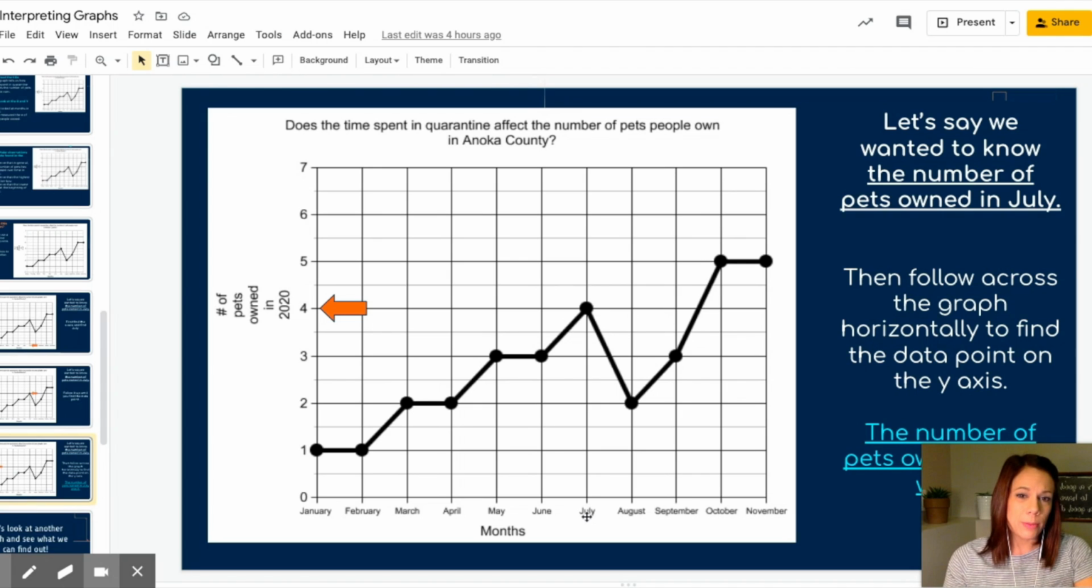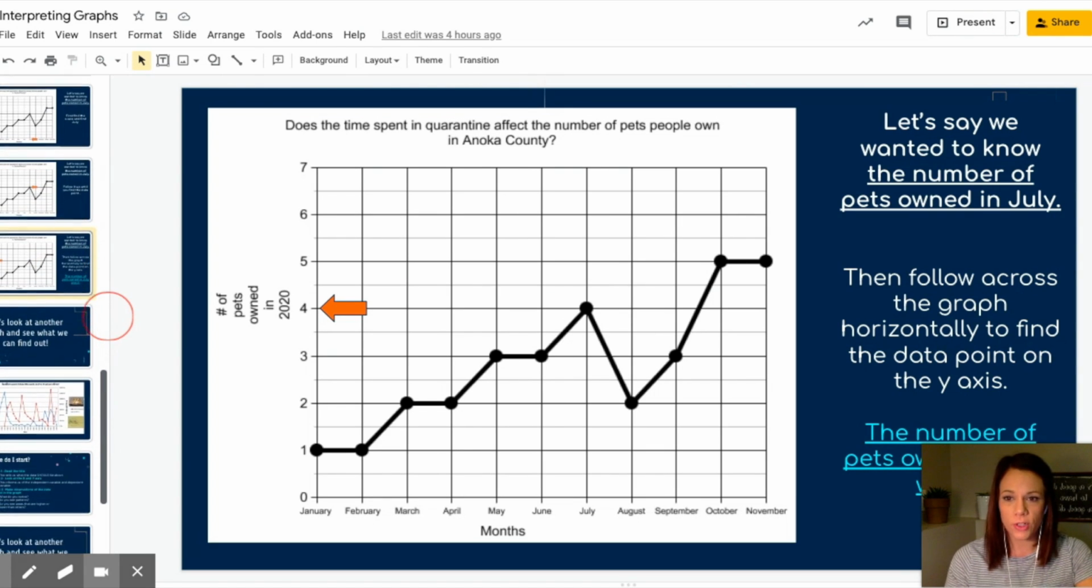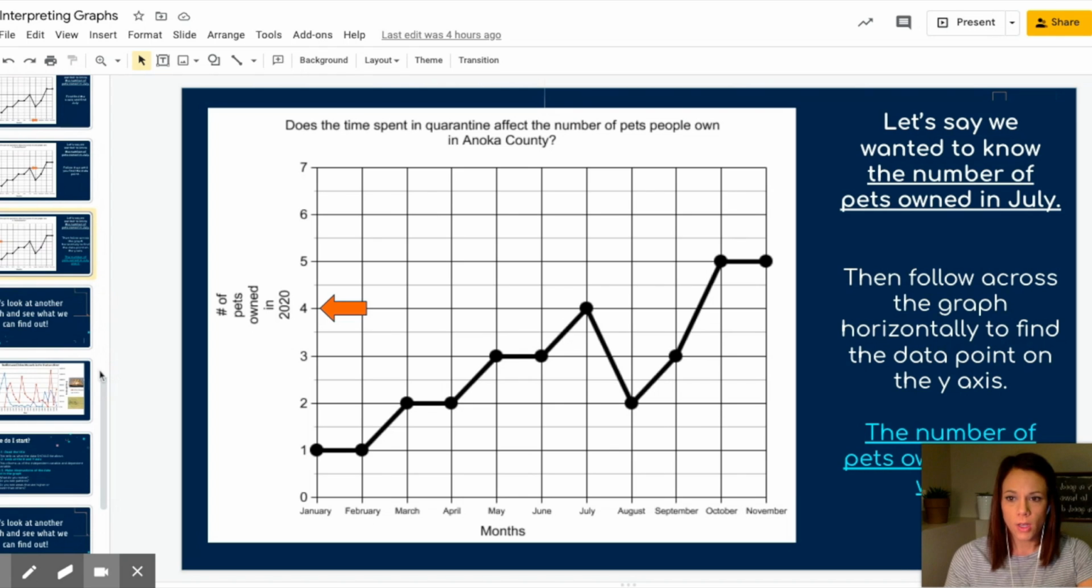So again, you need to be able to not only figure out what's going on in the graph, but also answer questions referring to the data and then make some predictions or inferences about what the reason is for your data to be that way. All right, we got a couple more.